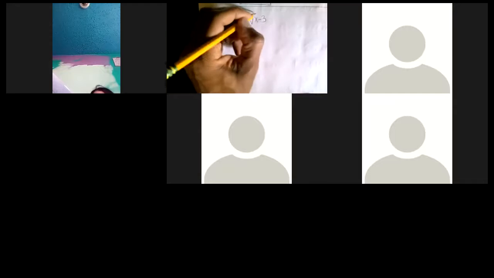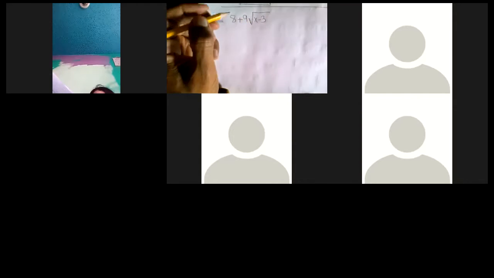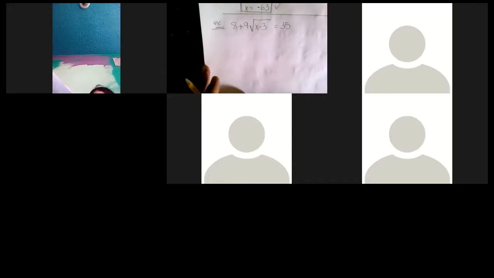We'll see how two more work for us. Let's try this. 8 plus 9 square root of x minus 3 equals 35. Is the 9 the index, or did you just put the 9 like 8 plus 9? 9 is not the index. It is an integer in front of the radical. Okay. Thank you.